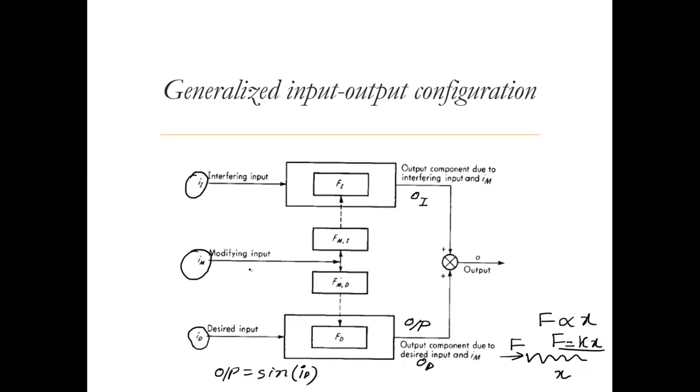And then you have something called modifying inputs. Basically, it modifies the way the desired input responds to the desired output. So it modifies the relation between the desired input and the desired output, and the interfering input and the interfering output. That's why it has a modifying relation to the transfer function of the two, and all those together sum up to the output. So the output is not the pure desired output, it contains some other components also.